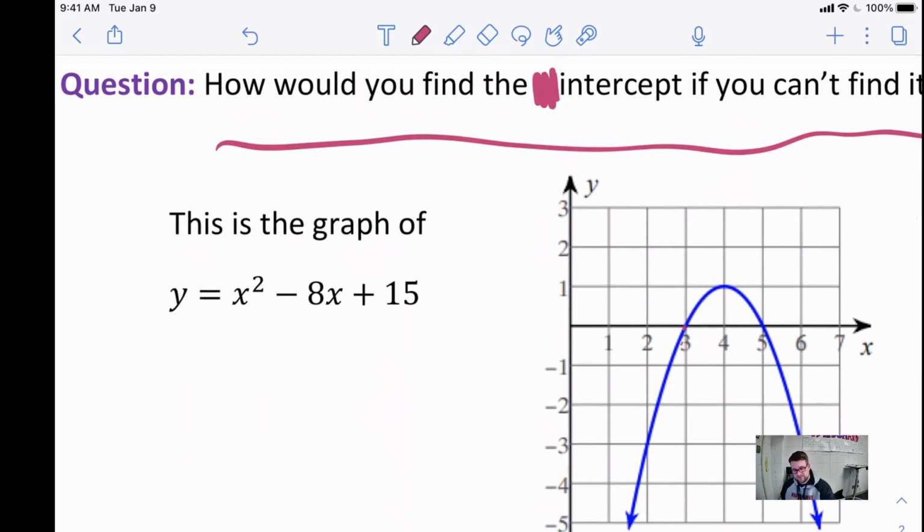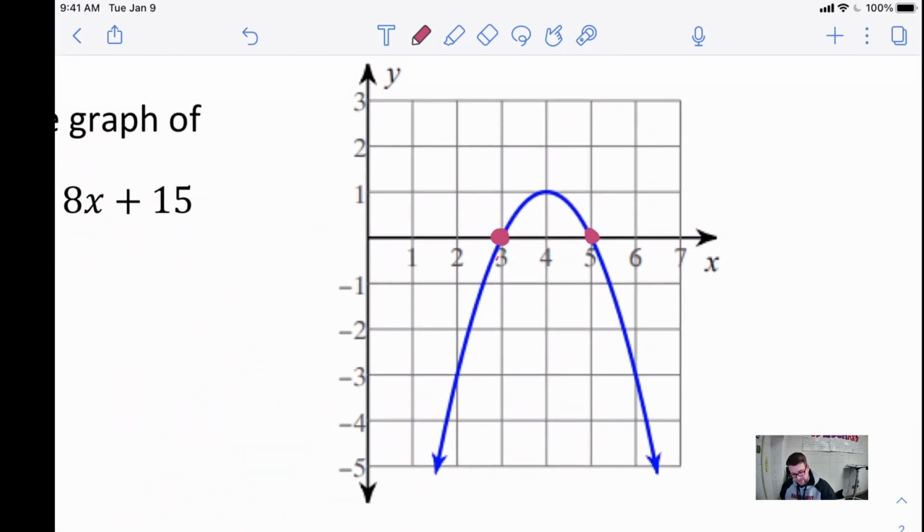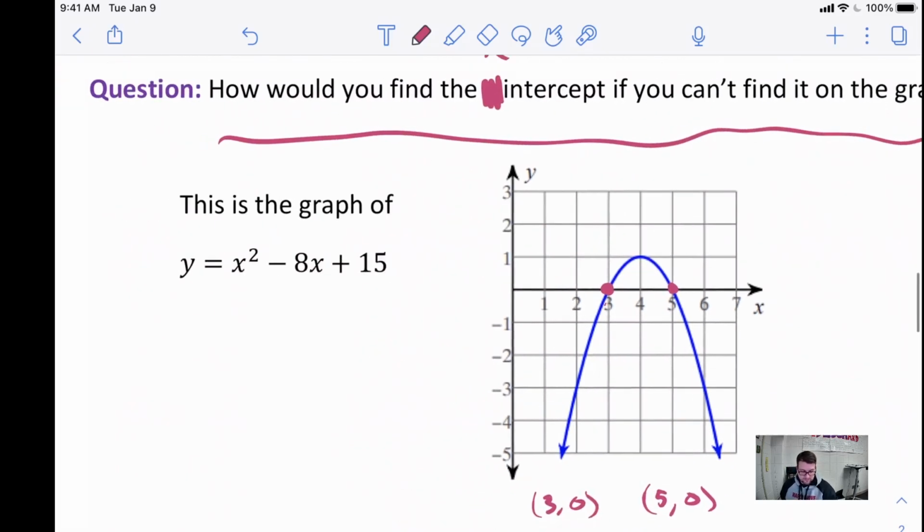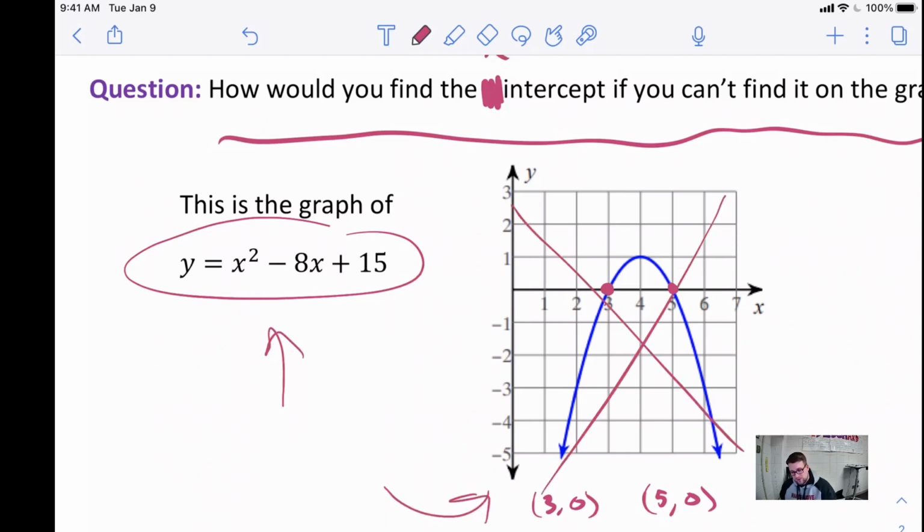Now, on this one, we can see that our x-intercepts are 3 and 5 here. So (3, 0) and (5, 0). We can see those already. Now, this is the graph of that. So we need to find a way to get from this to this without one of these. Okay, so let's talk about how we do that.